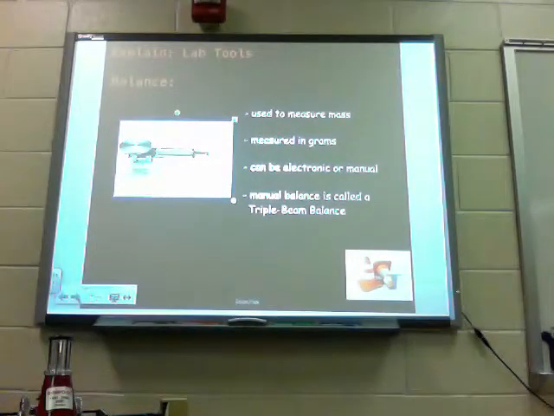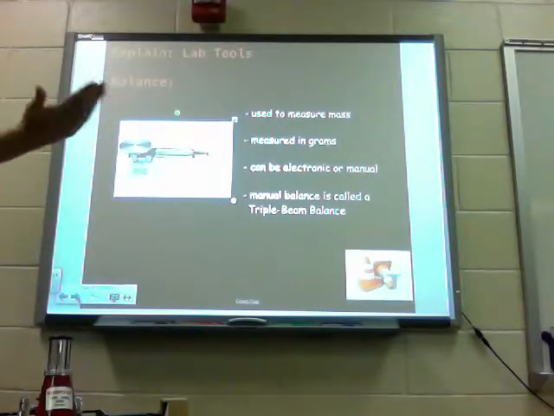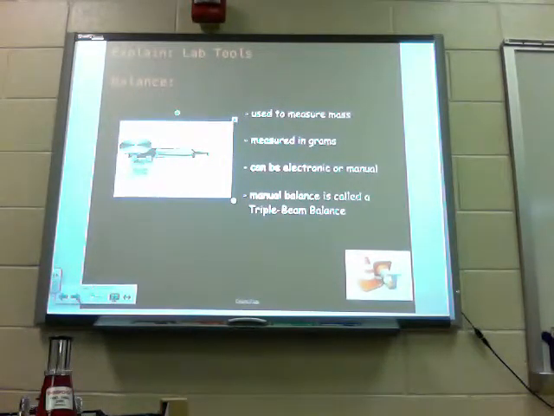Next, we have a triple beam balance, which we use to measure mass. All right. And all should remember it is measured in grams. They can be electronic or manual. The manual balance is called the triple beam balance, which you have all heard of and seen.